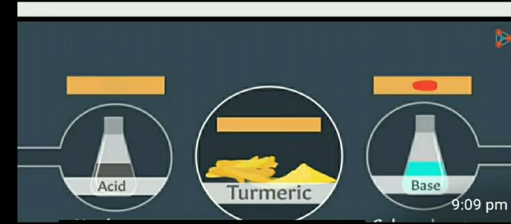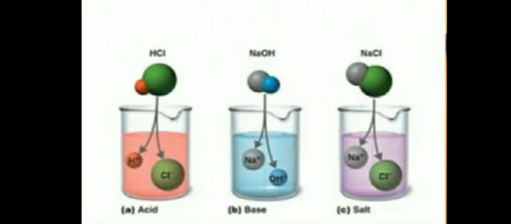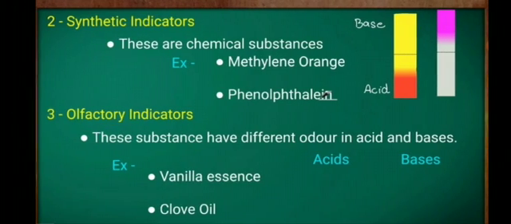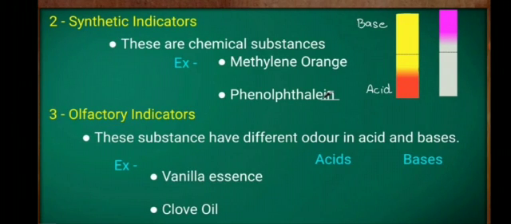Now come to the second category of indicators, that is synthetic indicators. Synthetic indicators are chemical substances. These are available in two forms in our labs. Number 1, methyl orange. Number 2, phenolphthalein. Methyl orange is orange in color, but when it is added in acidic solution, its color changes to red. While in basic solutions, its color changes to yellow.